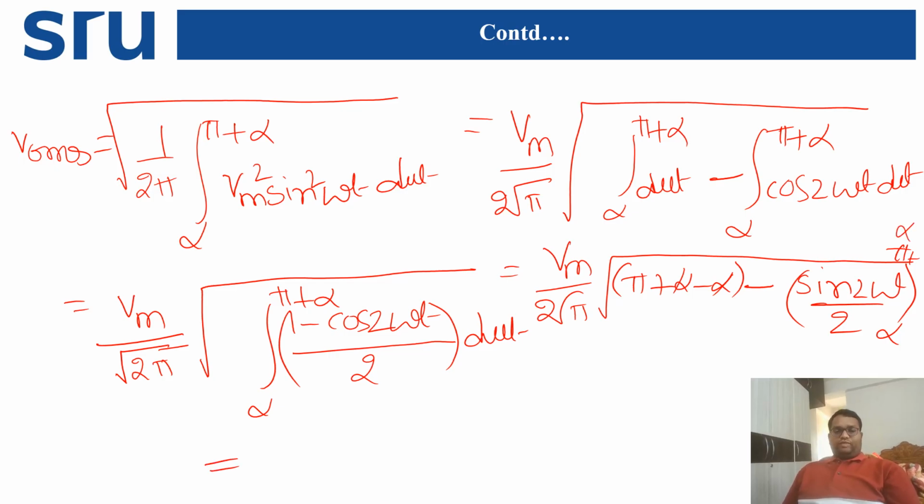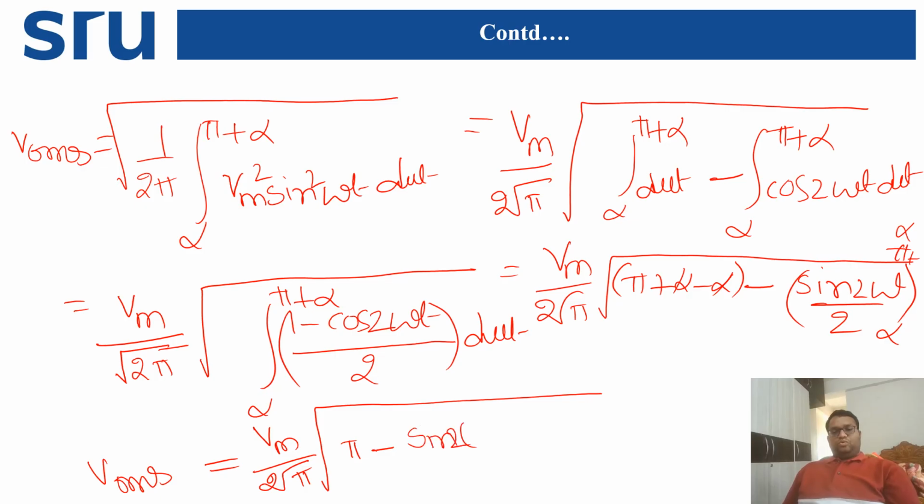Finally, in the final waveform, V naught RMS, let us take it as Vm by 2 root pi, square root of pi minus, let us take it as sine 2 omega t, that means sine 2 into pi plus alpha, minus sine 2 alpha by 2. If you observe, this is the way it will come.